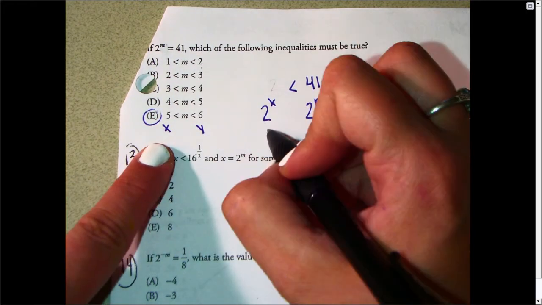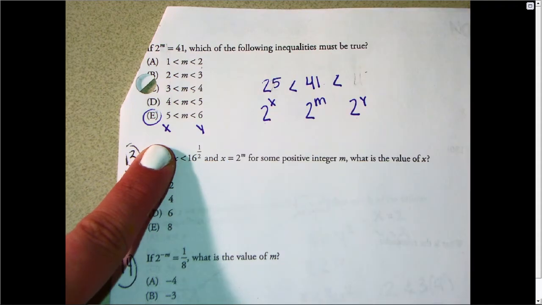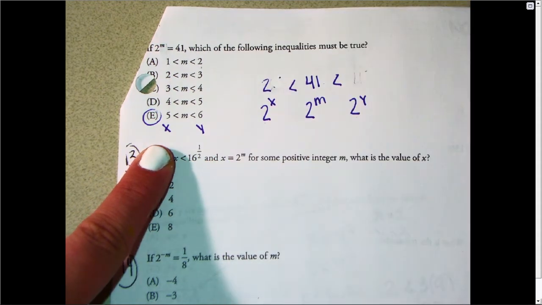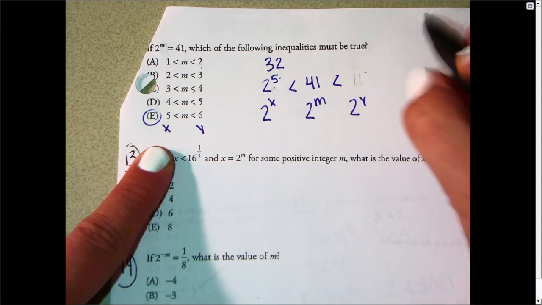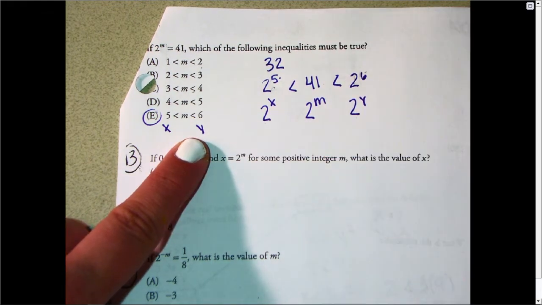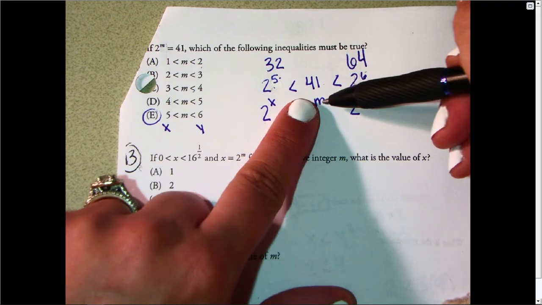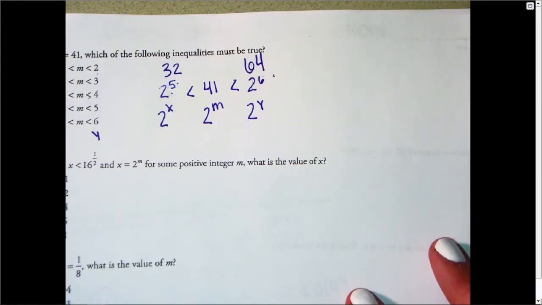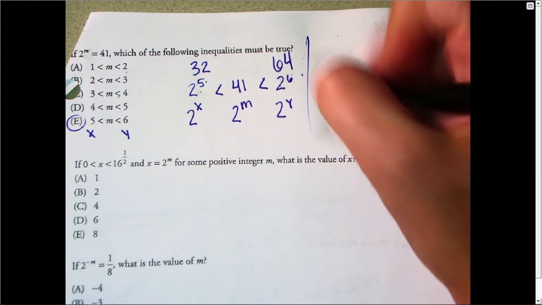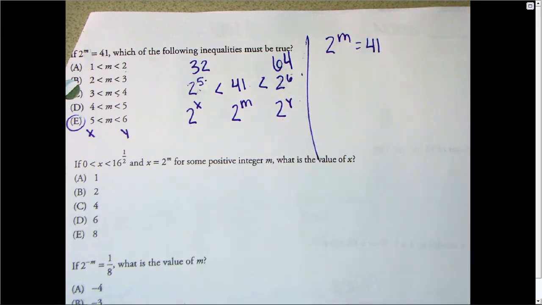So 2 to the 5th power. Oh, that does not look like 2 to the 5th. This is 2 to the 5. 2 to the 5 is 32. This would be 2 to the 6th, and 2 to the 6th is 64. 41 is between these two values, so E is the correct answer. Now, you can also use logs, which we haven't talked about, but if you remember them from Algebra 1, totally fine.